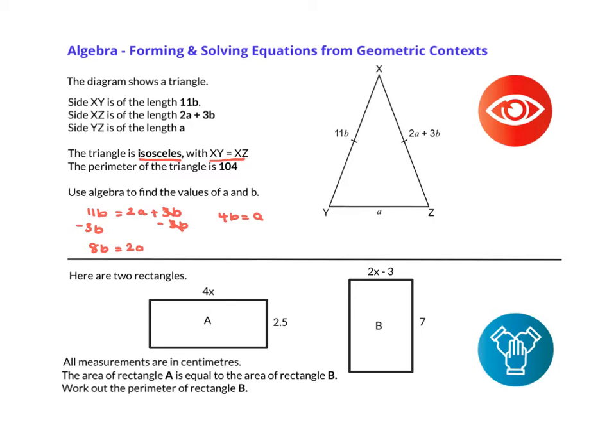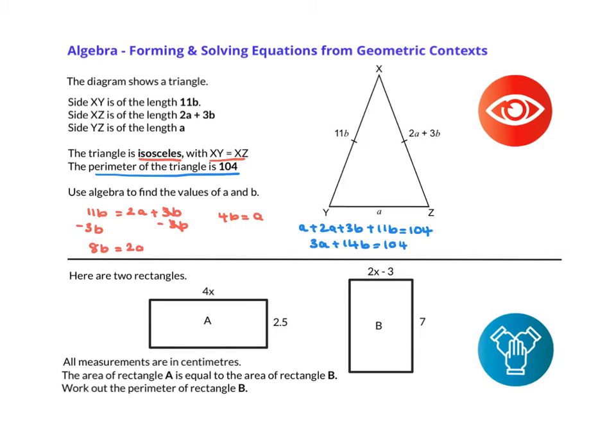The second equation comes from the fact that the perimeter of the triangle is equal to 104. We know perimeter is the distance around the shape, so I'm just going to add together those three lengths. a add 2a plus 3b, plus 11b is equal to 104. And I can tidy that up slightly because that means I've got 3 a's in total and 14 b's in total.